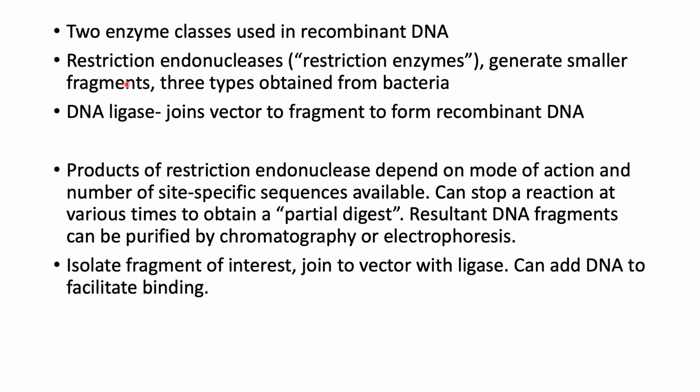Those generate the small fragments. You can get three types of these restriction endonucleases from bacteria. Take the one off the shelf that works for you. A DNA ligase will join the vector, whether it's a plasmid or some other form of DNA, to the fragment. You get the recombinant DNA from that.